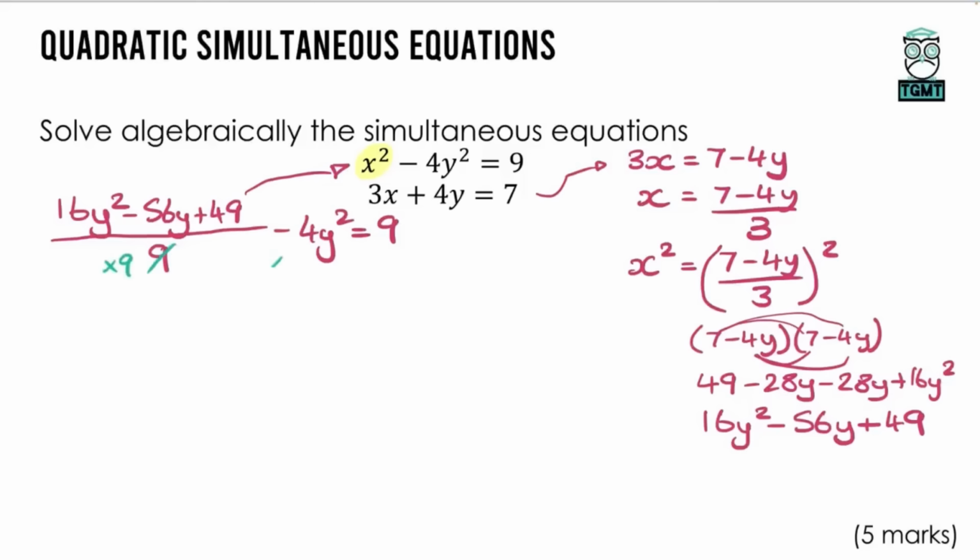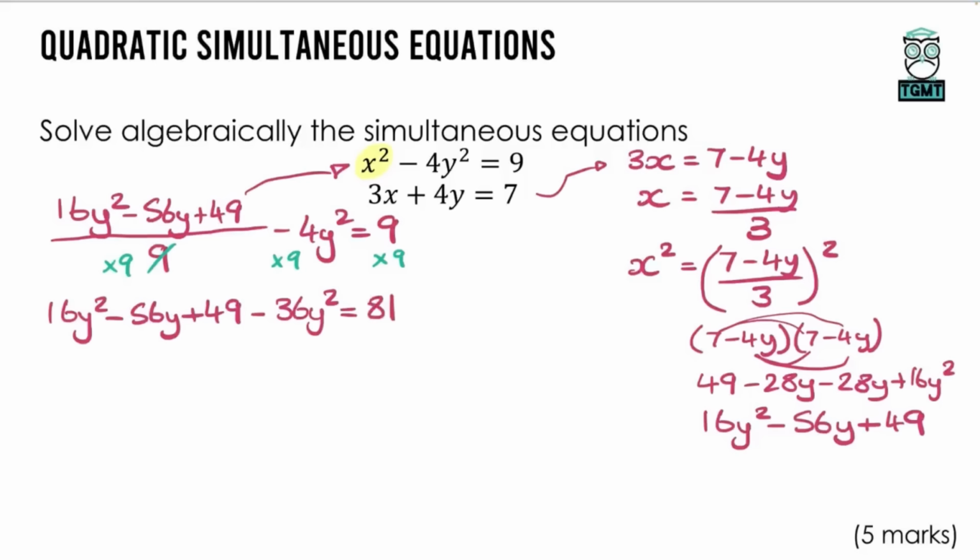I just need to remember as well, this is also multiplied by 9, and so is this number at the end. So I need to multiply everything by 9 essentially. Now when we do that, we have 16y squared minus 56y plus 49. The fraction is now gone. And we have minus 36y squared in place of that 4y squared. And 9 times 9 is equal to 81.